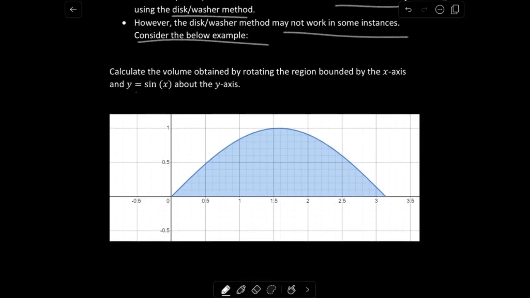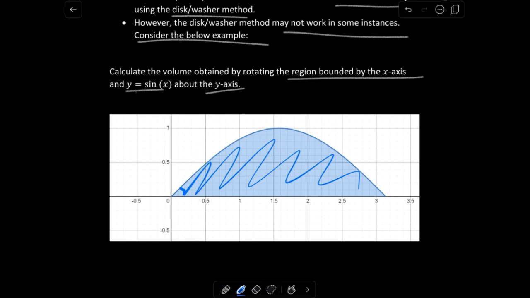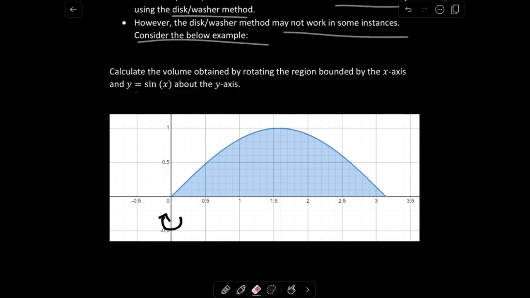So here's the example. I want you to use the disk and washer method and try and calculate the volume obtained by rotating the region bounded by the x-axis and y is equal to sine x, and you're rotating this region about the y-axis. So here's the region. I've shaded it in blue. It's between sine of x and the x-axis, and we're going to rotate it about the y-axis. So take a minute, use the disk and washer rules that you learned, and try and find what this volume is and check if you encounter a problem along the way.